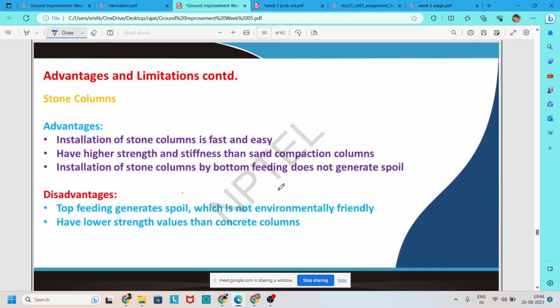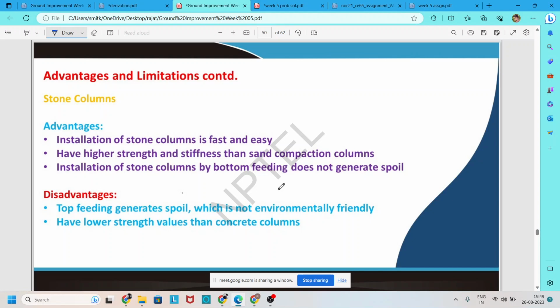Moving to the next slide, it discusses the stone column. The advantage of stone column is that it is very fast and easy and has higher strength and stiffness than the sand compaction column. This is again related to the relativeness with the sand compaction column. Installation of stone column by the bottom feeding method does not generate spoil. Spoil in the sense of debris. So these are the advantages.